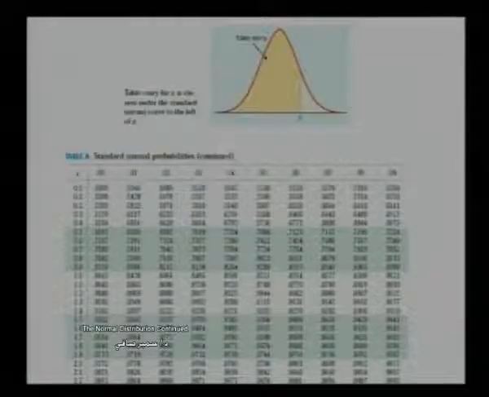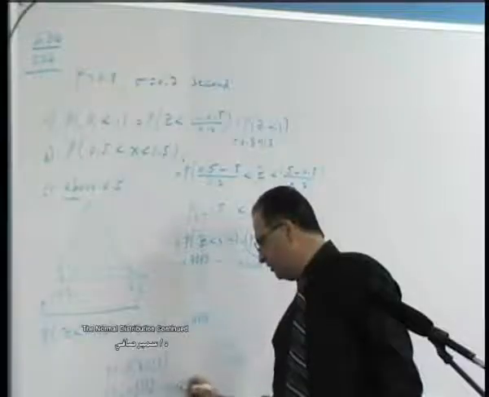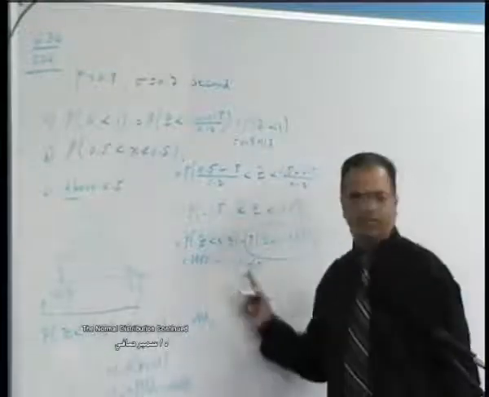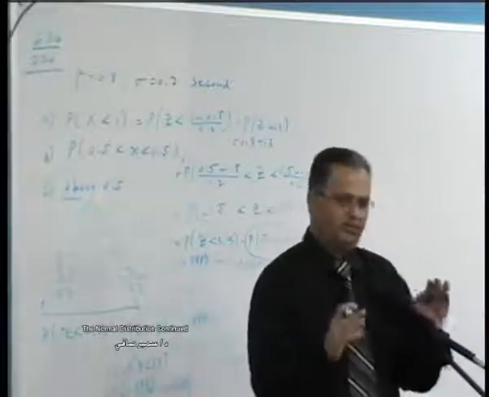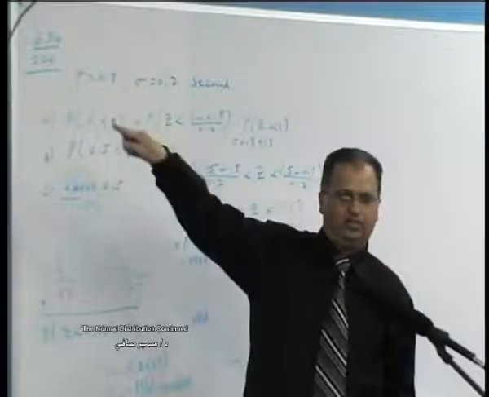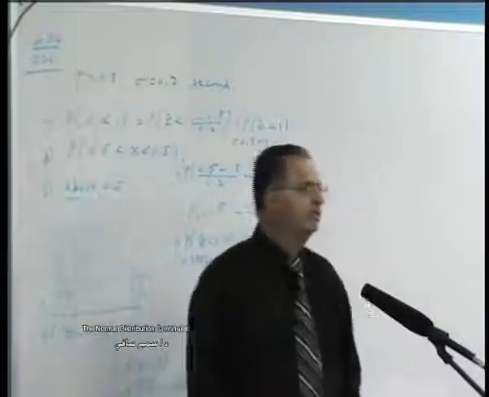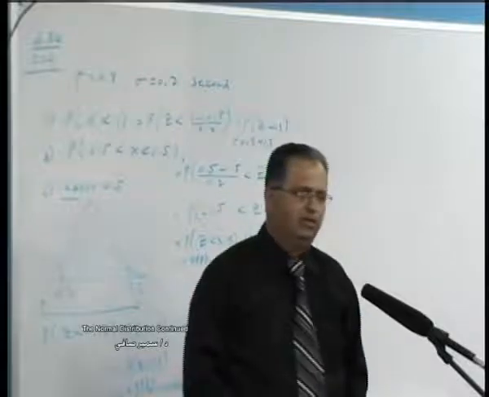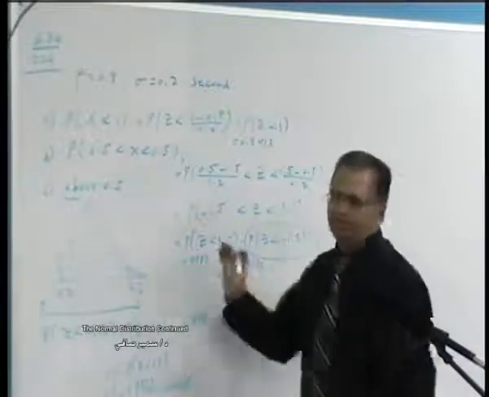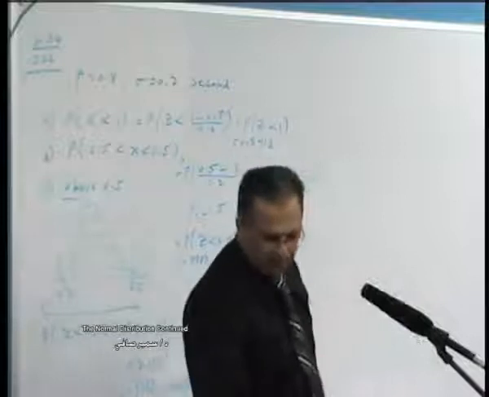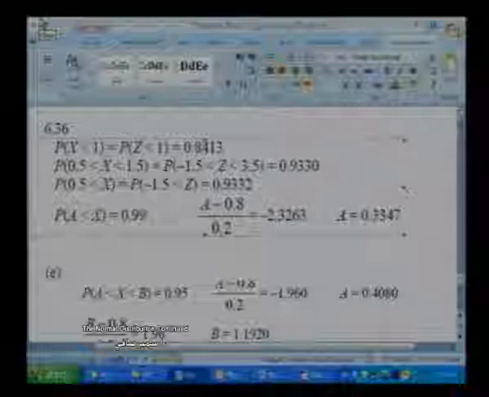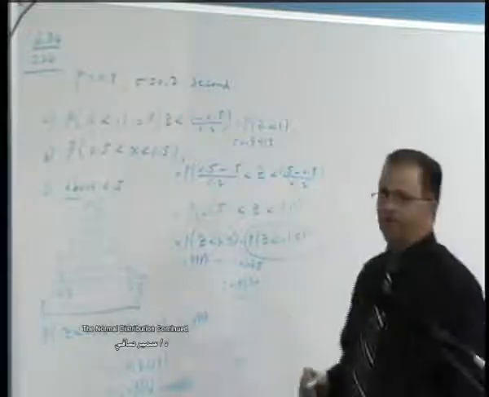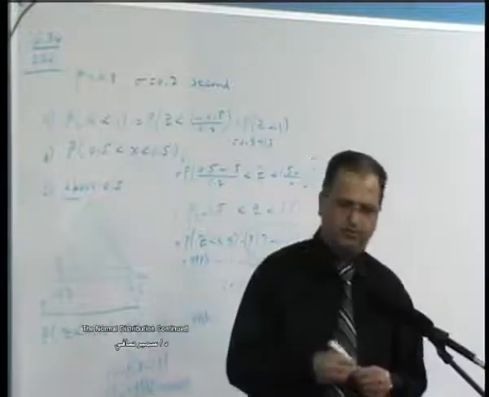Okay, so that will give 0.0668, which is the same result as we got directly from the negative z table. But make sure that in the exam I will give you just only the positive table. Okay. Now subtract these two values, you will get the answer for part B, 0.9330. This is the final result for this example.